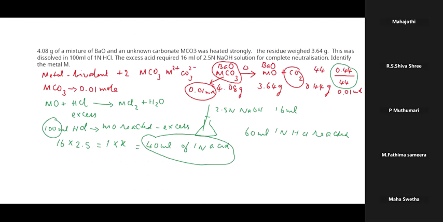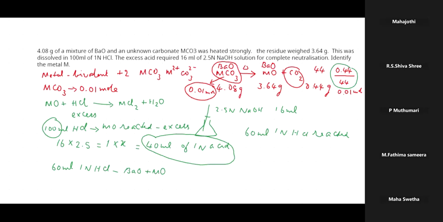This 60 ml of 1 normal hydrochloric acid is reacted with barium oxide and the unknown metal oxide. Because not only the metal oxide got converted to metal chloride, barium oxide also got converted to barium chloride. So the 60 ml is used by both barium oxide and metal oxide.